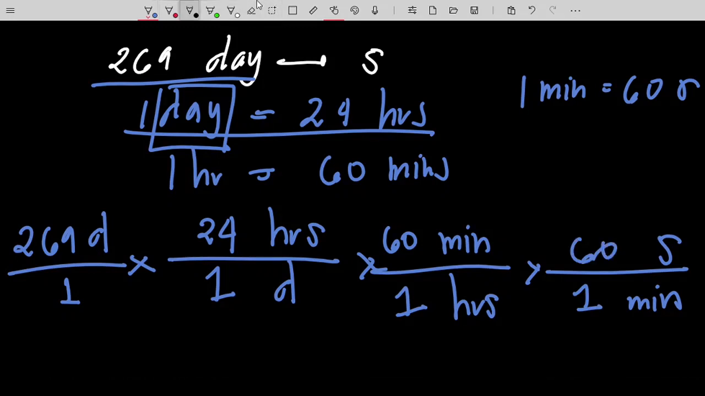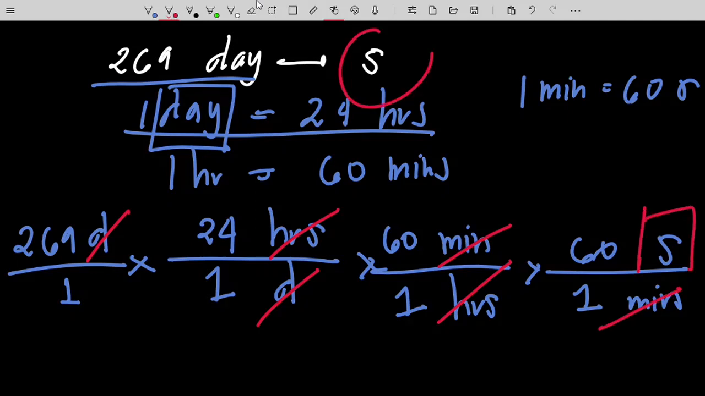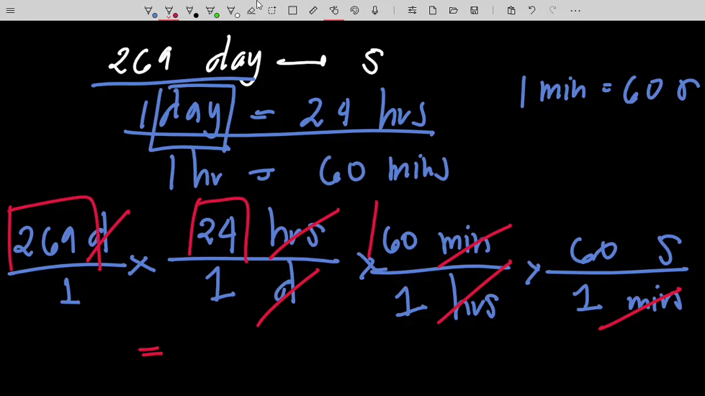Next thing to do, of course, is to cancel things, which is your day should be cancelled by day also, hours, minute, and minute. Now, the thing that is left is your second, and we're also looking for seconds. Now, let's try to multiply everything. Now, we should multiply this one, this one, this one, and this one.